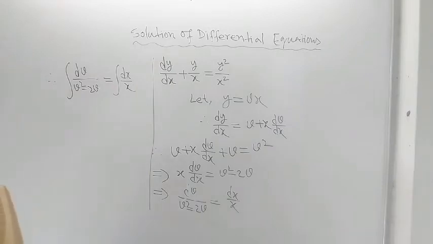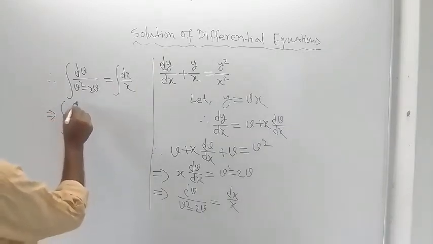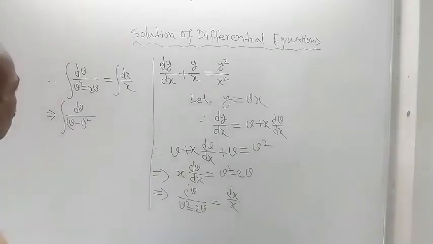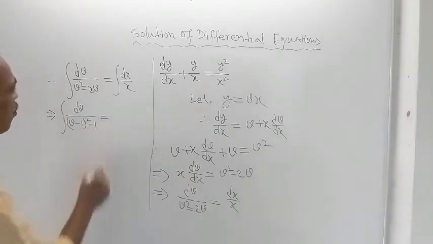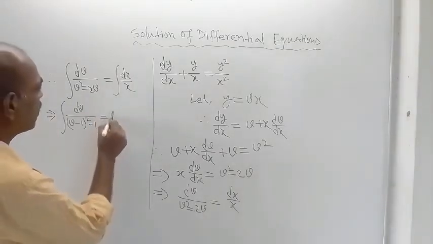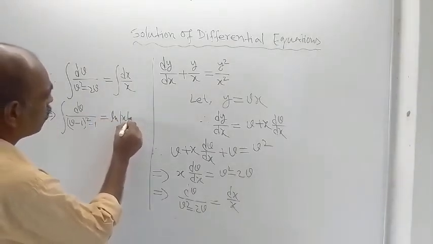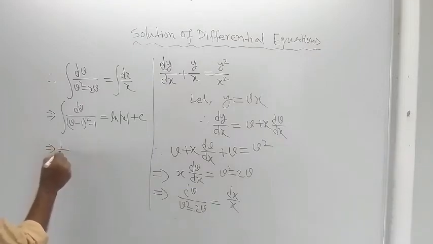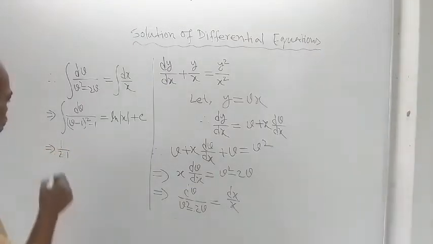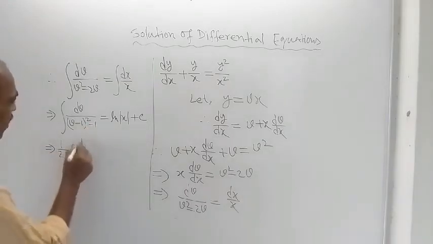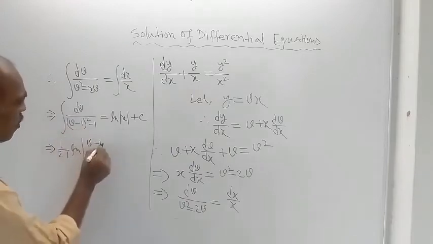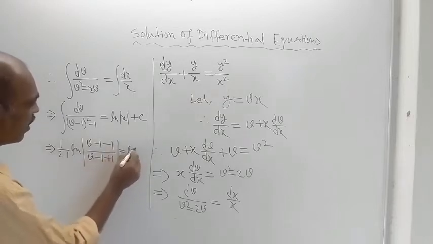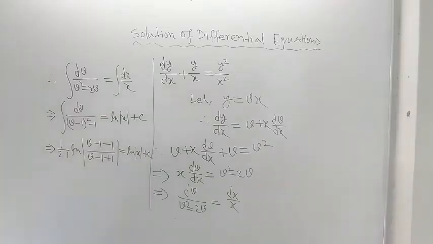In the next line, we can write dv divided by v minus 1 whole square, minus 1, where minus 1 we need to put for the adjustment, equal to log of x plus a constant of integration c. In the left hand side, according to the formula, we get 1 by 2 into 1, ln of v minus 2 divided by v, because v minus 1 minus 1 and v minus 1 plus 1. And in the right hand side, ln x plus c, constant of integration.